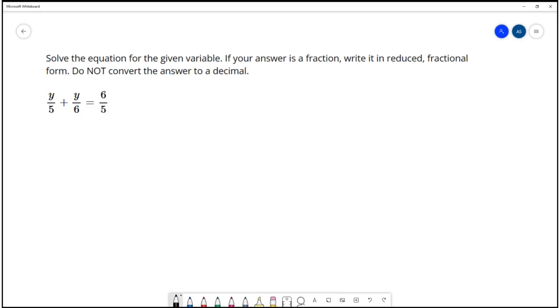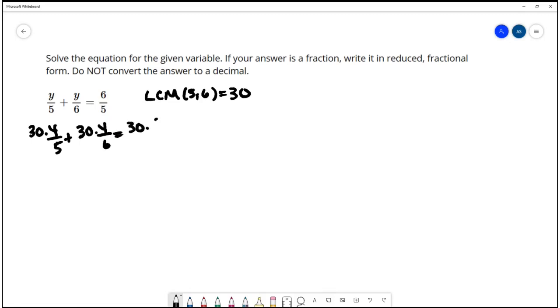I'm going to use a method called clearing fractions to solve this. With clearing fractions, the first thing we want to do is find the least common multiple of 5 and 6, and that's 30. We're going to multiply every term by that least common multiple. So 30 times y over 5 plus 30 times y over 6 plus 30 times 6 over 5. And what this does is it cancels out the denominators of these fractions.